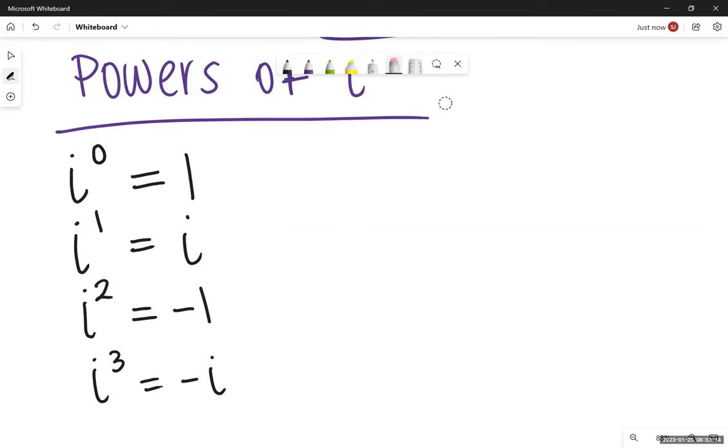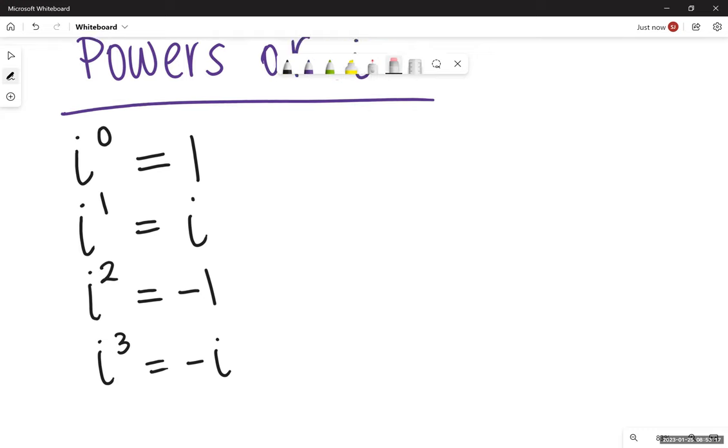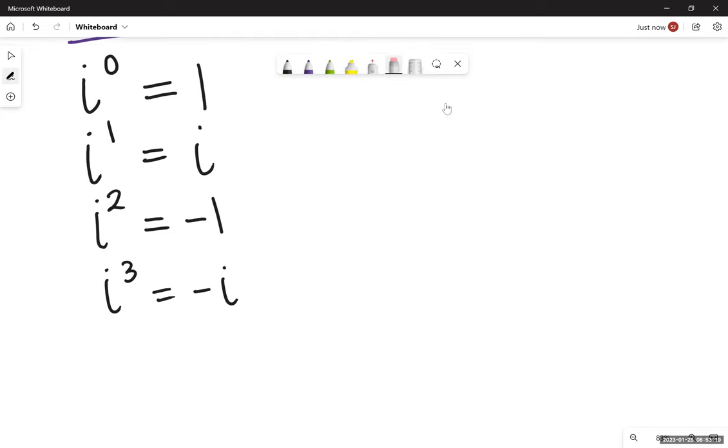And then what happens if I go to i to the fourth power? If I do i to the fourth power, wouldn't that be i squared times i squared? And i squared is negative one. So negative one times negative one is just one. Do you see how it looped back around right here? Once we get to i to the fourth power, it actually starts looping around. So all it is, is a cycle.